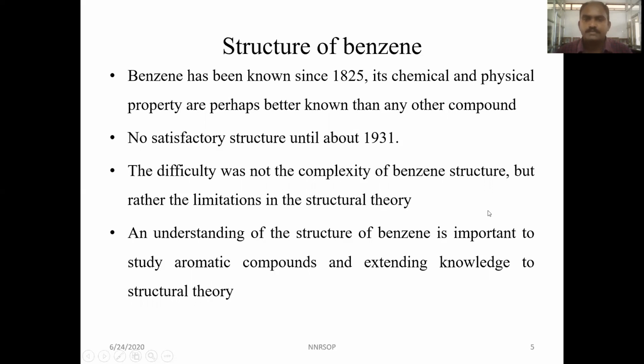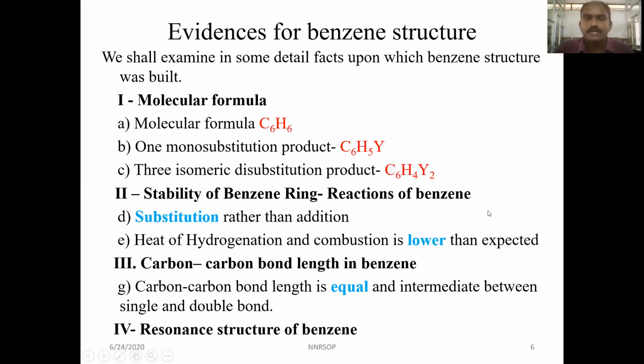So to study the structure of benzene, we need to discuss various facts of benzene. That is molecular formula, stability of the benzene ring, carbon bond length in benzene, and resonance structure. So we need to examine these facts of benzene against the various structures discovered at that time. The molecular formula of benzene was found to be C6H6.